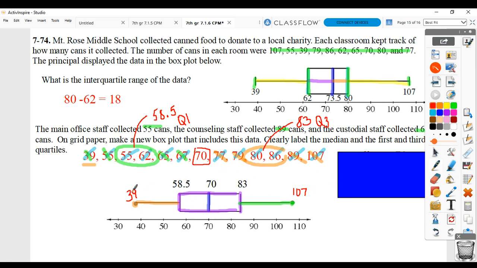So what a box plot does, or again sometimes called a box and whisker plot, is divides it into fourths. It's a way of analyzing data in a more thorough manner.